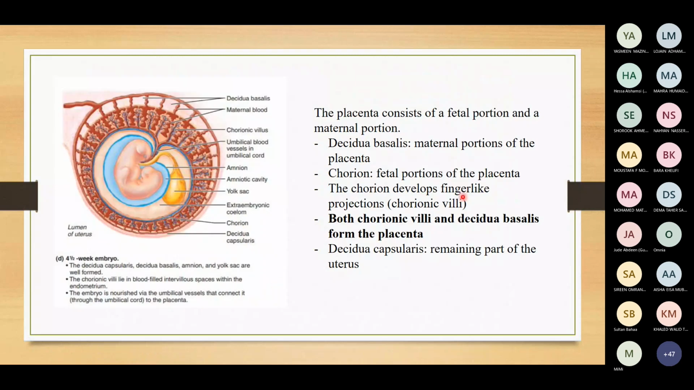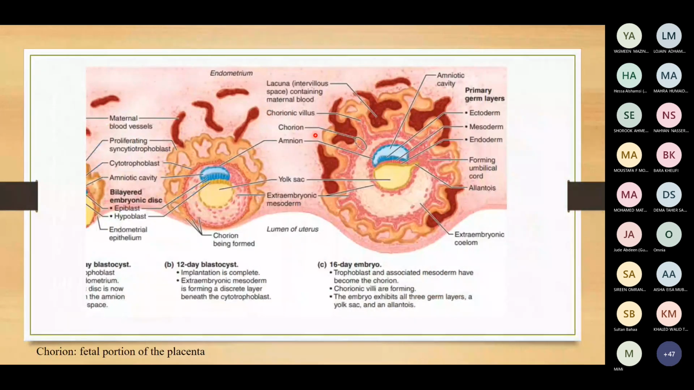Now you're going to notice that we saw these two words over here, the chorion and the chorionic villi. Now, we said all of these developments are to form what? To form the placenta, right? Now, the placenta has two parts. It has a fetal part and it has a maternal part, okay? So the fetal part is what we call the chorion. So the chorion is basically the fetal portion of the placenta, okay? And the chorionic villi, it's developing these villi, these kind of branches. It's just expanding more and more, okay?